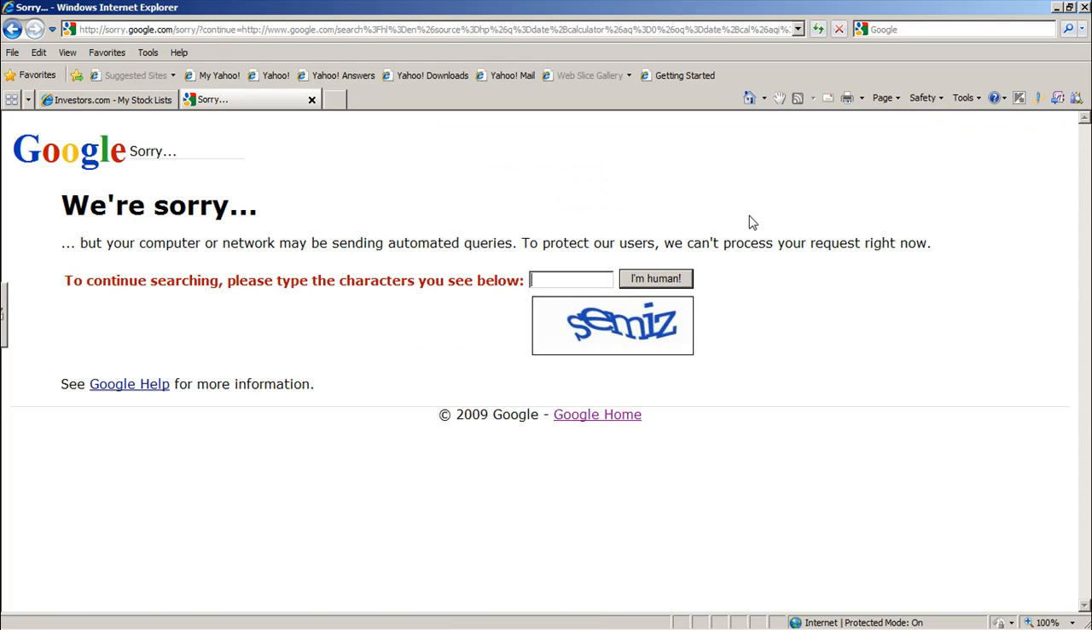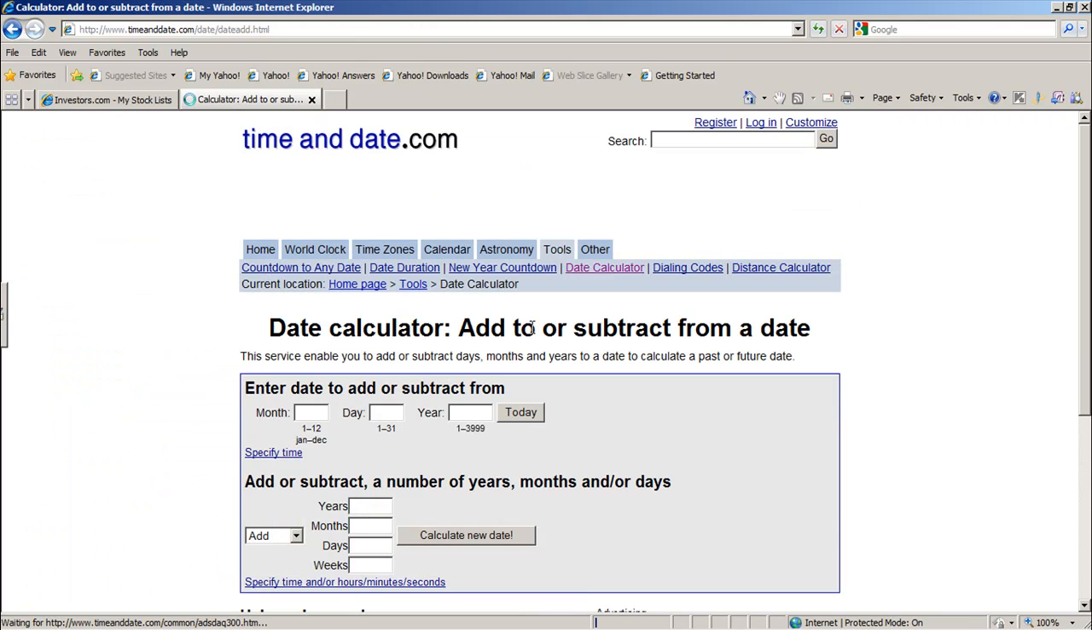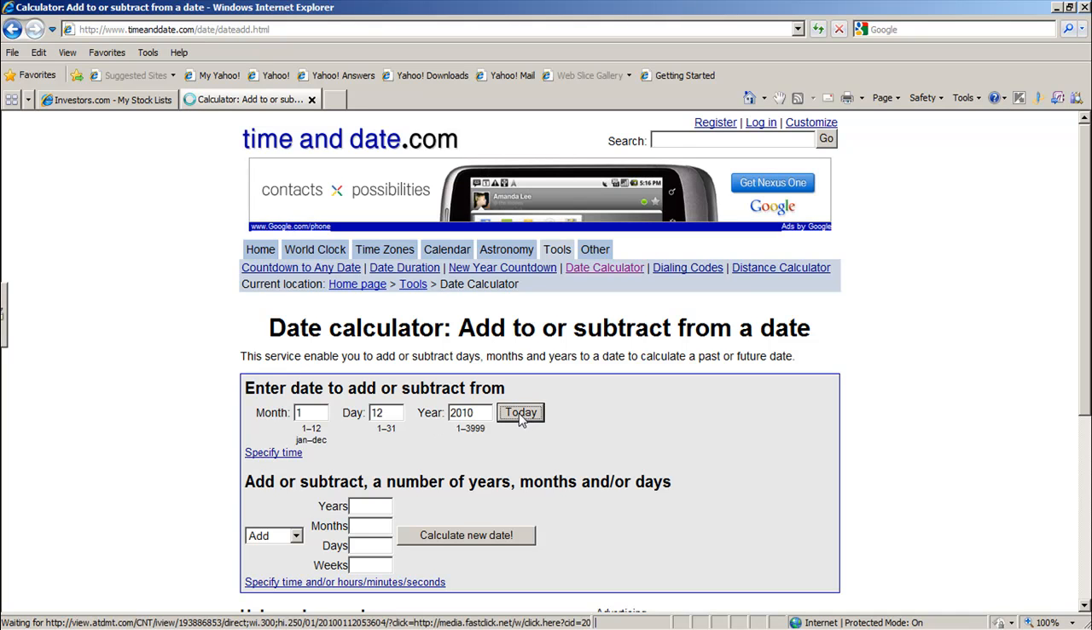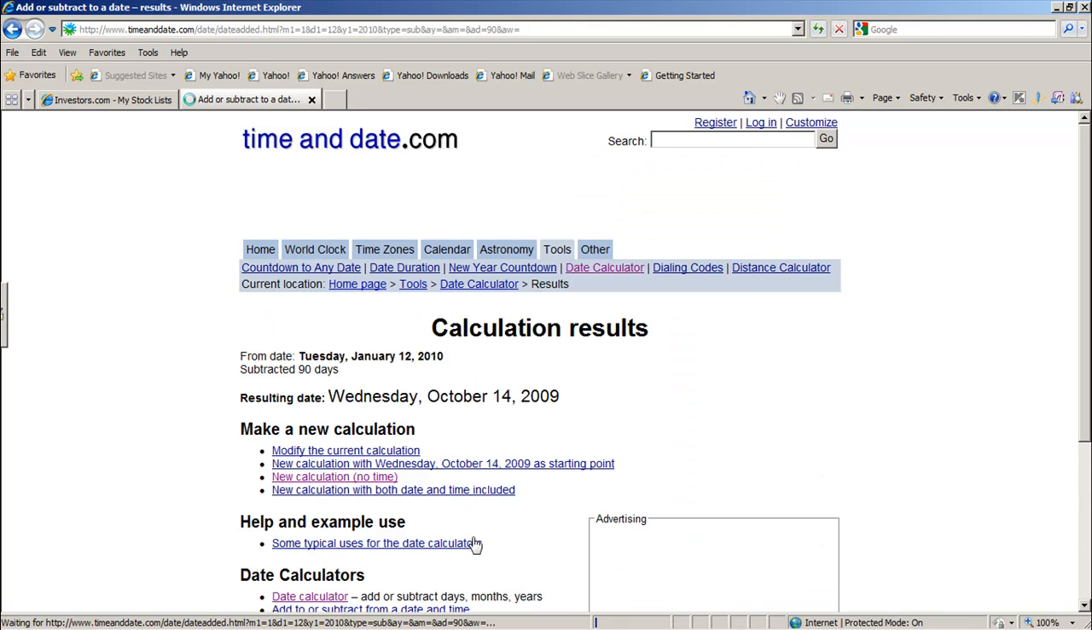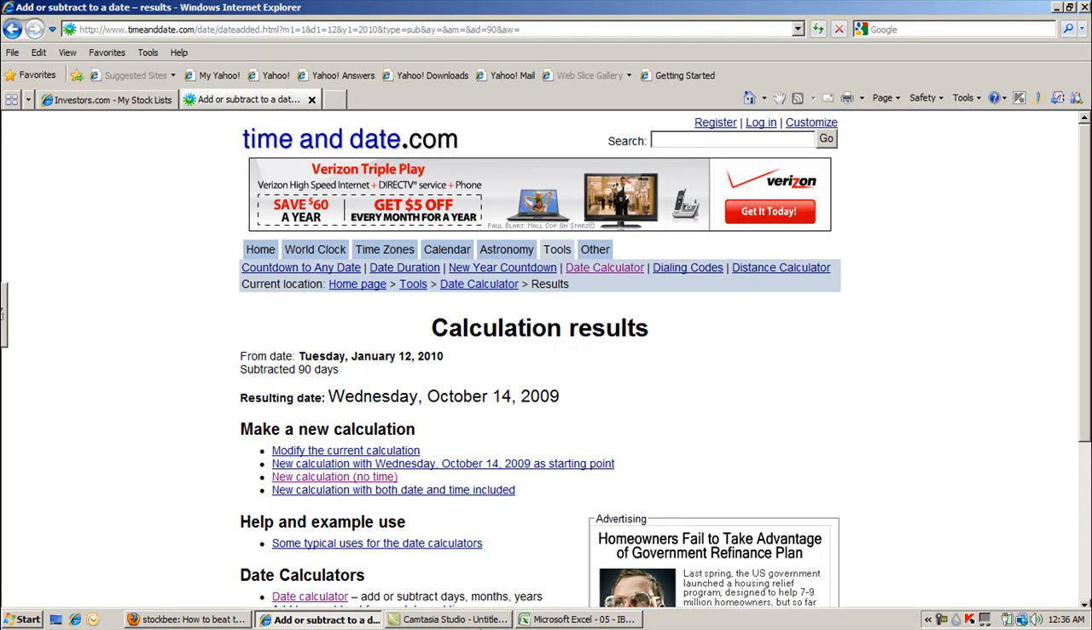Evidently, I've got to prove I am a legitimate person. And so here's a date calculator here. Choose the first one, and you can enter today here. And then you could hit subtract and 90 days. And when you do that, you come up with October the 14th. Actually, I'm going to move it back a day because I went past midnight here. So we're going to say October the 13th.